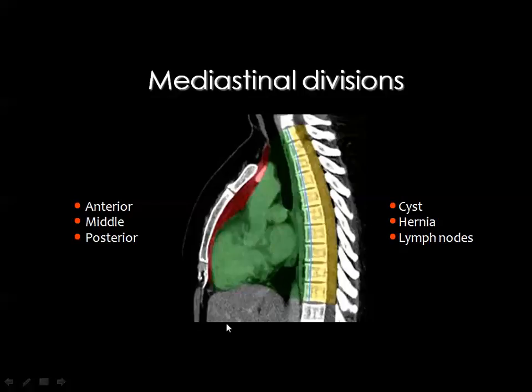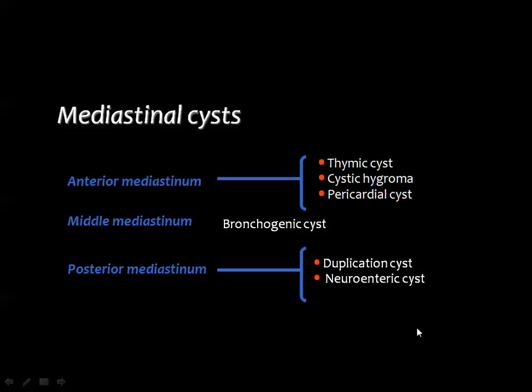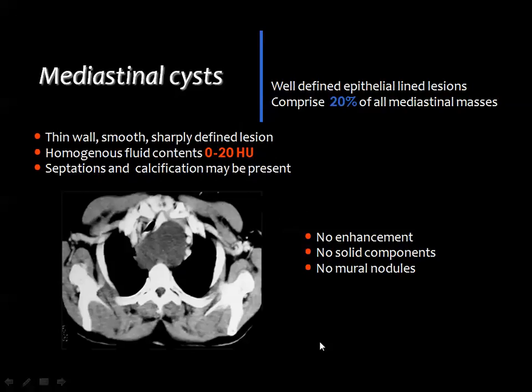Then also, as has been stated in the mediastinum of adults, there will be in each mediastinal compartment a cyst, a hernia, and a group of lymph nodes. Then these are the mediastinal cysts in the pediatric age group. In the anterior mediastinum, we have the thymic cyst, the cystic hygroma, and the pleuropericardial cyst. In the middle mediastinum, the bronchogenic cyst. In the posterior mediastinum, we have the duplication cyst as well as the neuroenteric cyst.